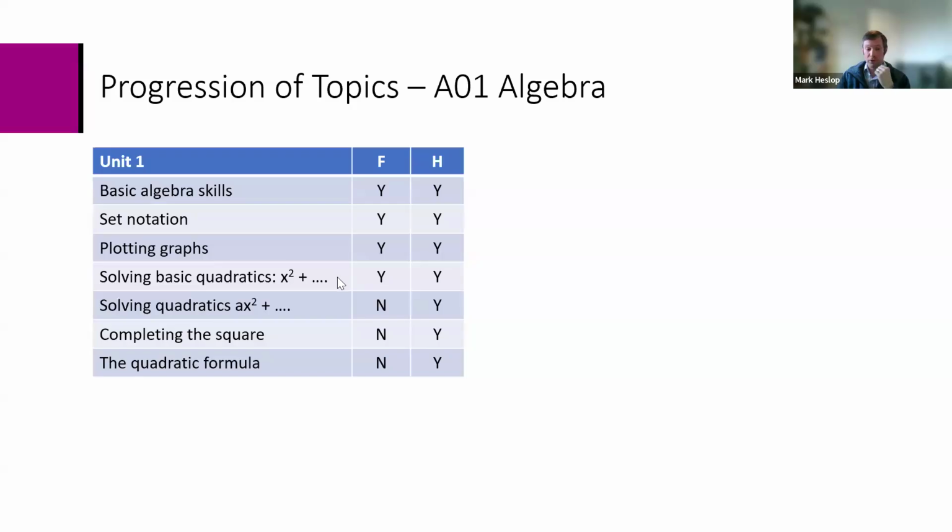Solving basic quadratics. So for your foundation tier students, effectively only x squared. For your higher tier students, multiples of x squared. Quadratics was a topic it was felt to be important to put into Unit 1 because it underpins so many of the problem-solving questions that we have elsewhere in the syllabus. So you'll see, for instance, often shape and space questions can sometimes result in a quadratic that needs to be solved. They need to form and solve a quadratic. So it was important to put quadratics in Unit 1. Completing the square is in Unit 1, and then the quadratic formula is in Unit 2.